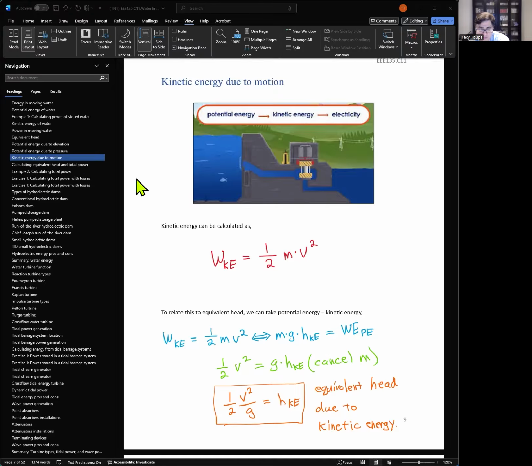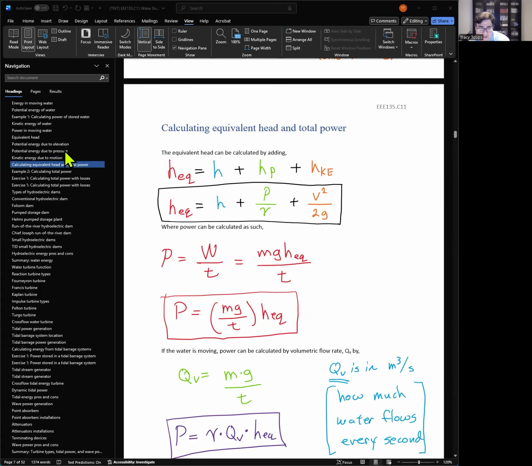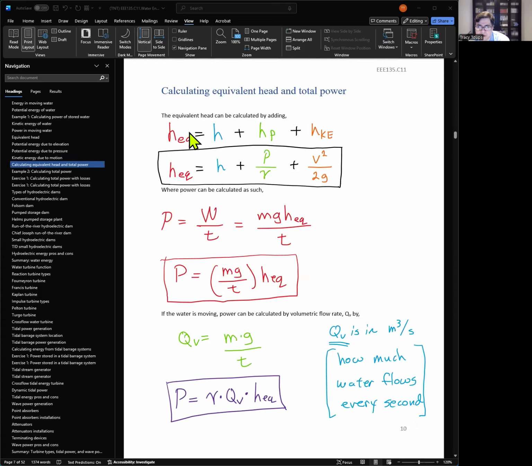So why are we doing this? We have three things: potential energy due to elevation, due to pressure, and kinetic energy. We want to add all these together to get an equivalent head to calculate the actual power of the dam. One of these three is not enough to calculate the total power. You need all three. So remember, equivalent head is equal to the actual physical height and the potential energy stored in the reservoir, plus the pressure exerted on the water, plus the kinetic energy when everything starts flowing.